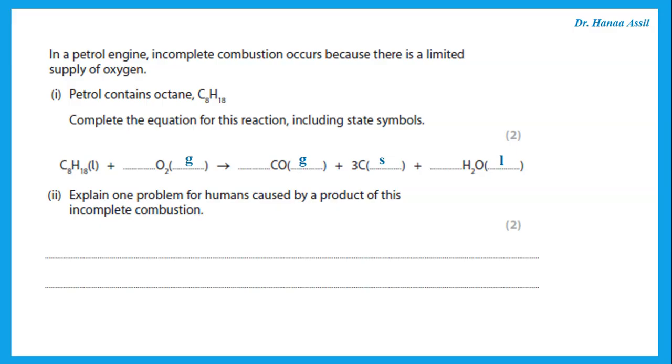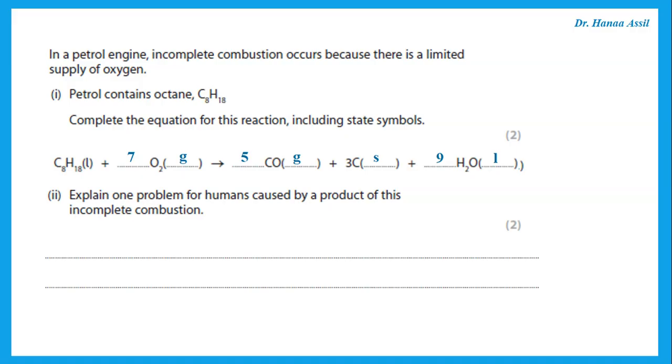We need to balance. So how do we balance? We have 8 carbons before the arrow. Now after the arrow, I already have 3 carbons there. So I need 5 in front of the CO. How many hydrogens do I have before the arrow? 18. That means 2 times 9 of water. And that means after the arrow, now I have 5 plus 9, that's 14. So I need before the arrow 2 times 7 of oxygen.